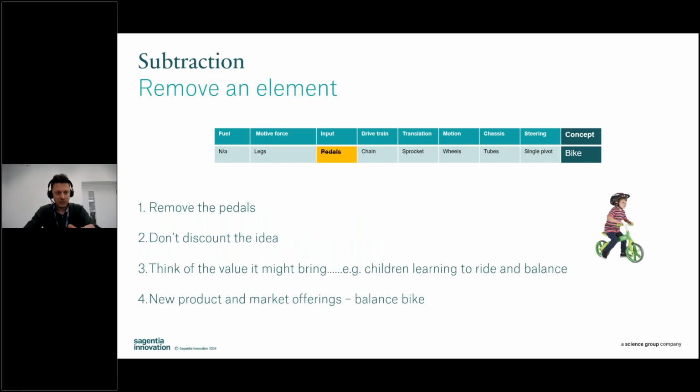So subtraction, we remove an element. We can pick any element. The point isn't to spend your time deliberating over this. You can be quite arbitrary with what you pick. So we remove the pedals. And the first thing is to not discount the idea that your first thought might be, well, a bike with no pedals is absolutely pointless. Well, where is the value in that? You need, as ideation teams, to put your creativity into what value that might bring.